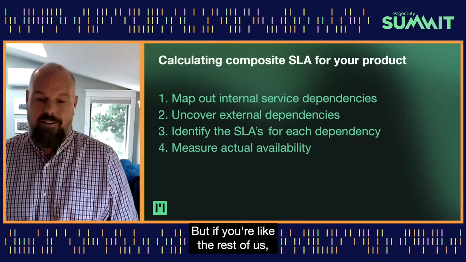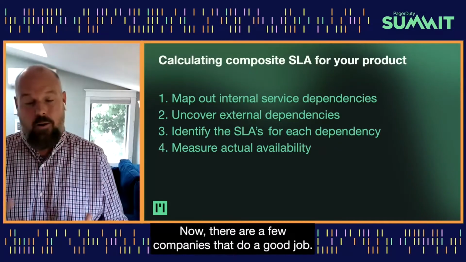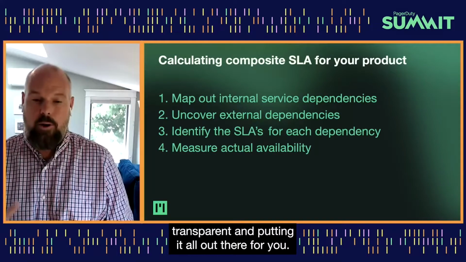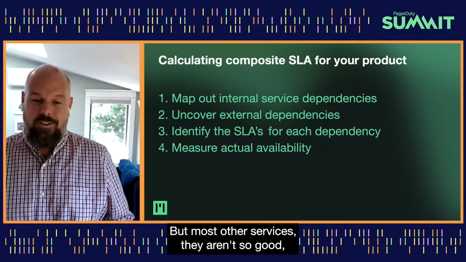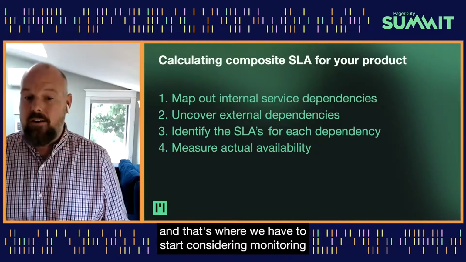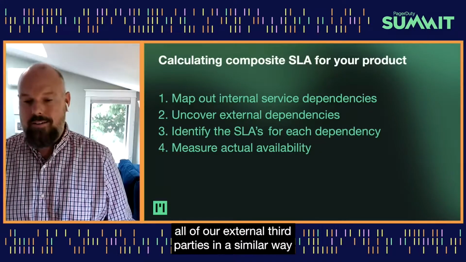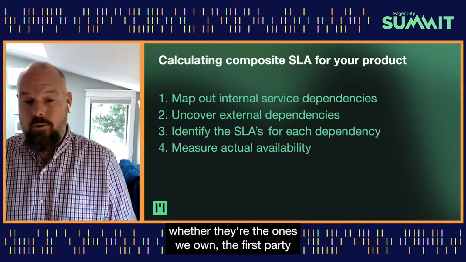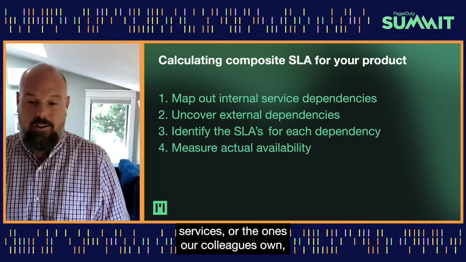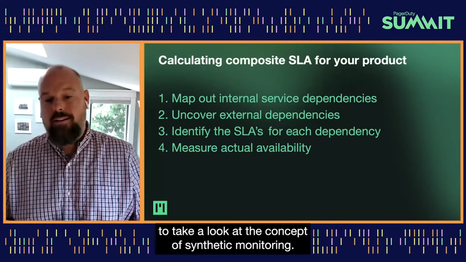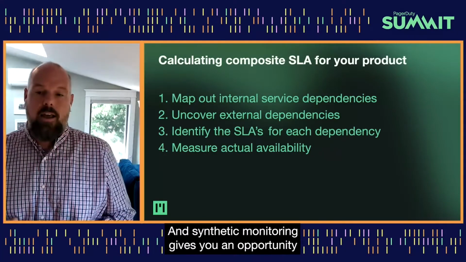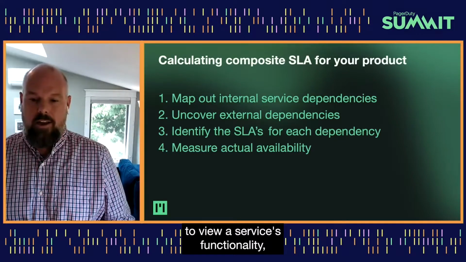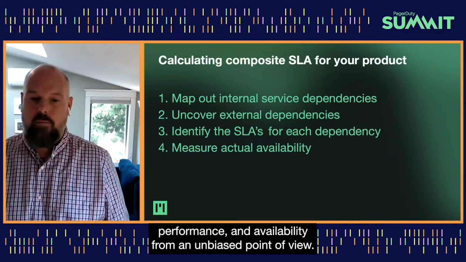But if you're like the rest of us, you're going to have to rely on what's publicly out there. Now, there are a few companies that do a good job. GitHub, for example, is wonderful about being transparent and putting it all out there for you. But most other services, they aren't so good. And that's where we have to start considering monitoring all of our external third parties in a similar way that we monitor all of our internal services, whether they're the ones we own, first-party services, or the ones our colleagues own, the second-party services. And that's where you're going to want to take a look at the concept of synthetic monitoring. And synthetic monitoring gives you an opportunity to view a service's functionality, performance, and availability from an unbiased point of view.